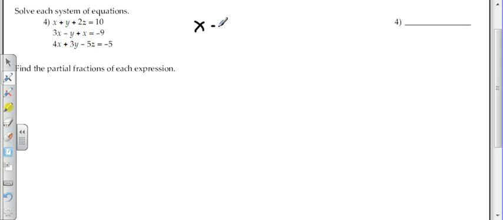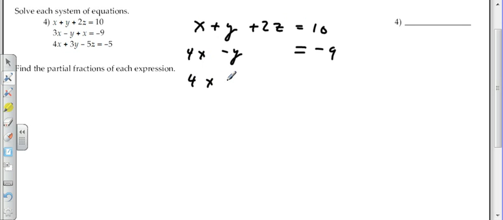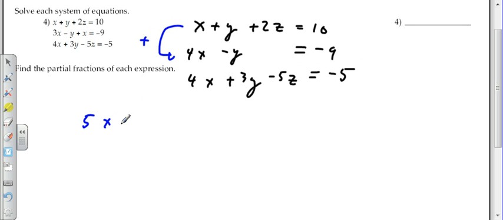So now my equations are x plus y plus 2z is equal to 10, and 4x minus y is equal to minus 9, and 4x plus 3y minus 5z is equal to minus 5. Now we're going to have to put it back in the calculator to get what the right answers are. All right, well, now that I have the right equations, I can just add these two together and get 5x plus 2z is equal to 1. It'd be a lot easier just to change that to a z. Yeah, but that's not what the problem is. And then I'm going to subtract these, so they're going to go away. I'm going to get, well, if I do that, I can't. Okay, well, I'm not going to do that.